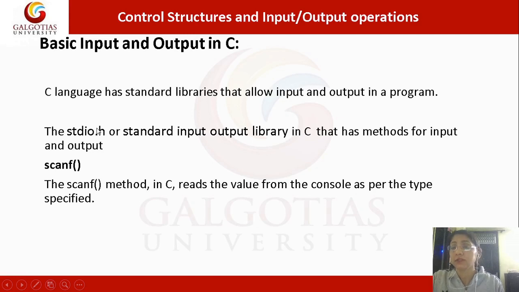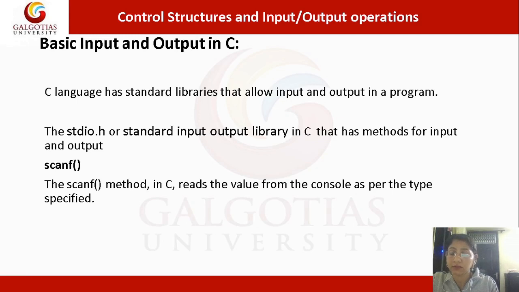So now let's come to input and output in C. The C language has standard libraries that allow you to perform input and output in a program. The standard library that we use in C is stdio.h, that has a method for input, scanf, and a method for output also, that is printf.